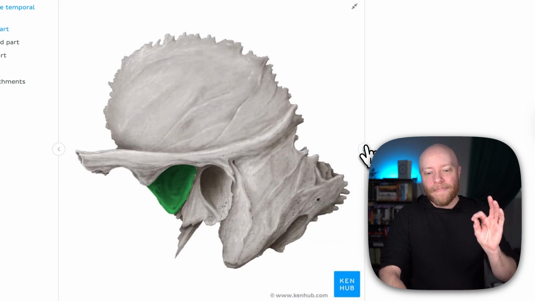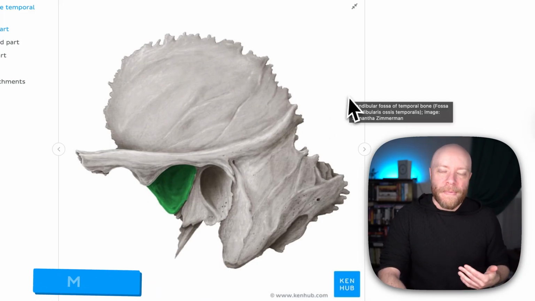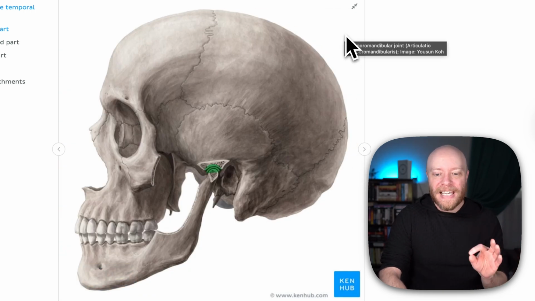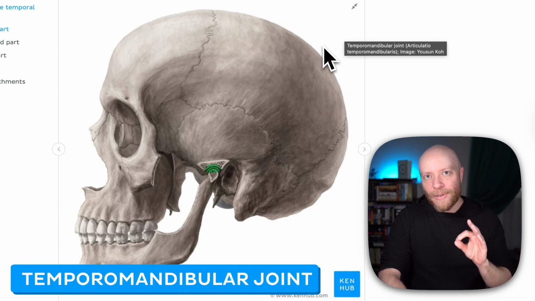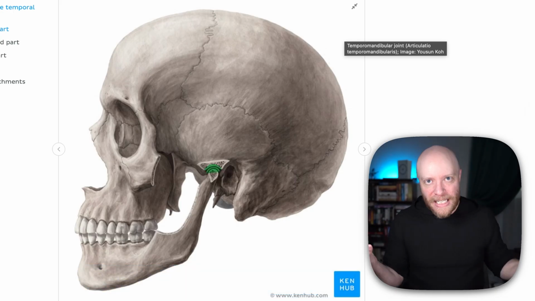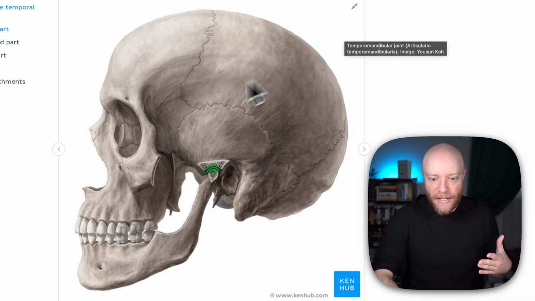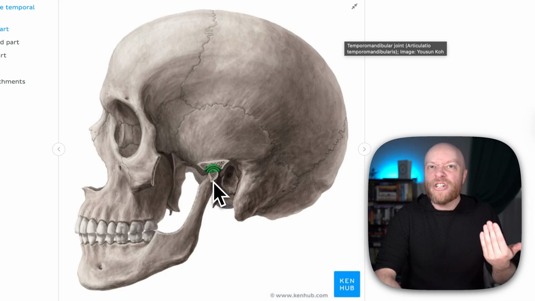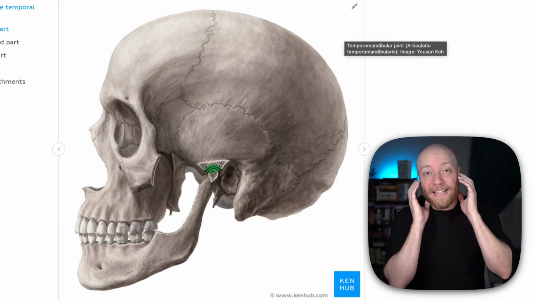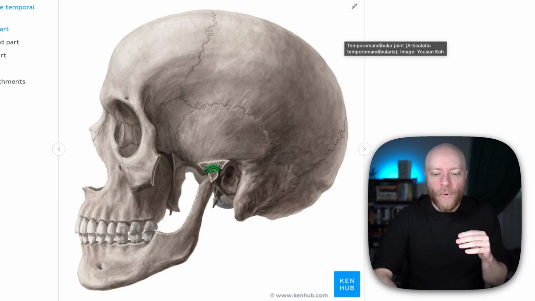But then we also have the mandibular fossa. This is where the mandible plugs in. And I think it's best to look at it from this view because we can see that it forms the temporomandibular joint. Now, you've probably heard someone say, I have TMJD. TMJD is temporomandibular joint dysfunction. That is where there's some kind of issue with this joint itself. Maybe there's tightness. Maybe the actual articulating surfaces are a little bit off. There are a few different ways that can manifest.